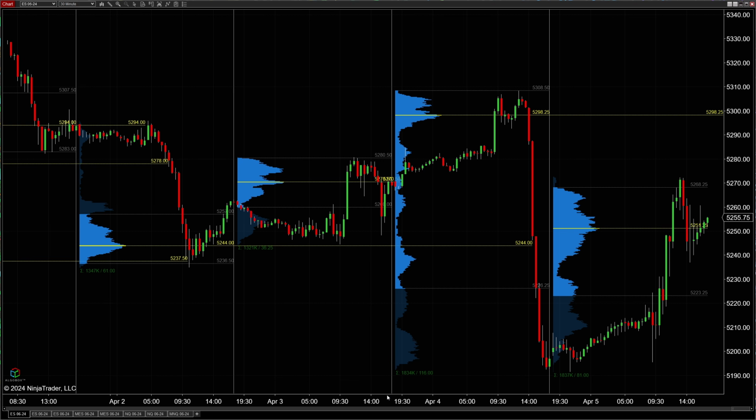Now, there's 3 components of the volume profile that you need to be familiar with. We need to look at value area high, the point of control, and value area low. Now, the way I have my profile set is my value area is 68.